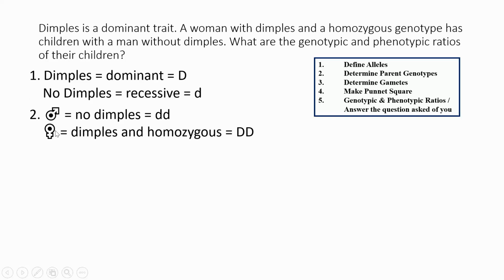So here we have the male, and they have no dimples. So they must be homozygous recessive, which is lowercase d, lowercase d. Then the female, we have dimples and homozygous, so homozygous dominant, so capital D, capital D. Great. So now we have to determine the possible gametes. Again, pause it here, take a second and see if you can figure this out.